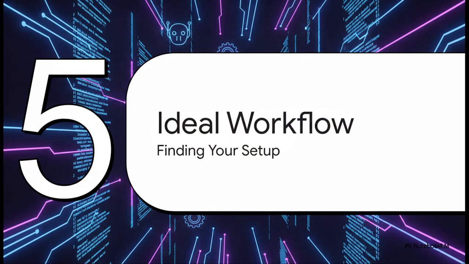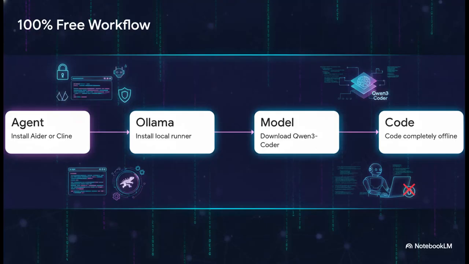All right, final stretch. Section 5, choosing your ideal workflow. If maximum privacy and zero cost are your top priorities, here is how ridiculously accessible it is today. Step 1, install a free agent like Aider for your terminal or Cline for VS Code. Step 2, install Ollama, the free local model runner. Step 3, download a capable local model. Qwen 3 Coder is proving to be fantastic for everyday tasks. And Step 4, turn off your Wi-Fi and just code. No data leaves your machine, there are no subscriptions, and zero API costs. The whole shebang is entirely yours.